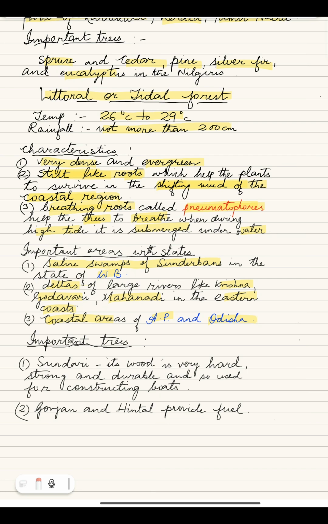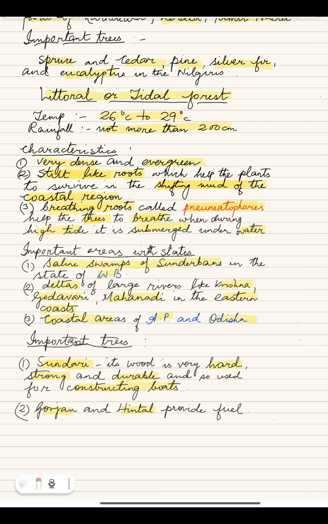Important trees, one is Sundari, other one is Gorjan, and third one is Hintal. Now see the spelling Gorjan, here it is G-O, whereas in tropical evergreen Gurjan, G-U. Now these Sundari trees, it is very, very important for constructing boats. Once ICSE come, why? You have to remember 3 adjectives: because the wood is hard, strong and durable.